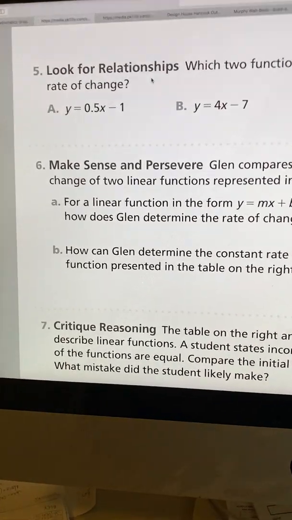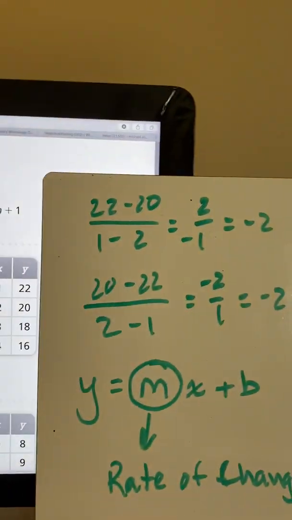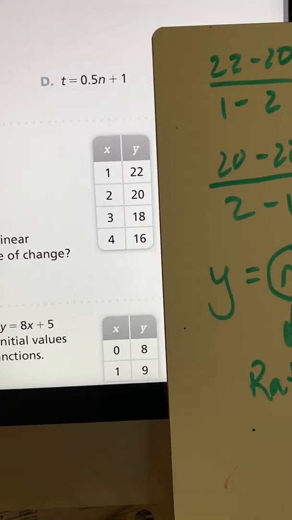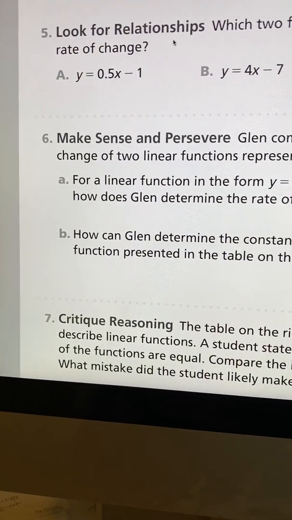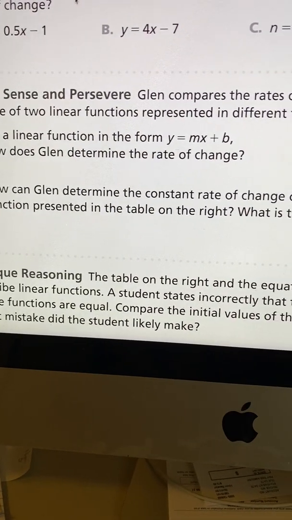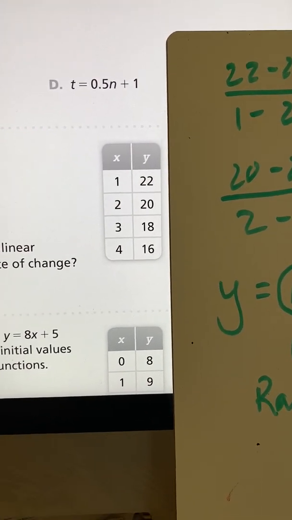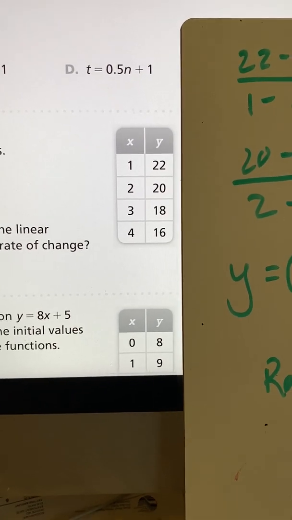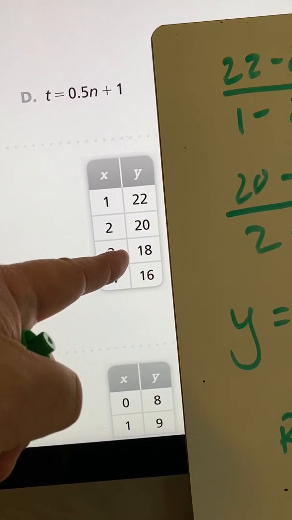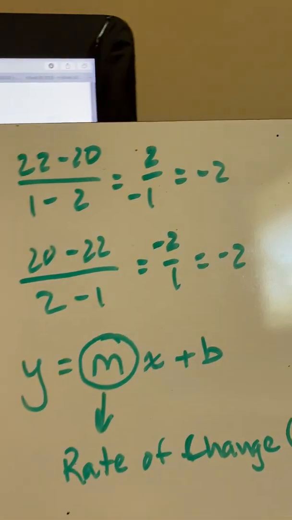So for part A of number 6, how does Glenn determine the rate of change? Just showed you right there. Any of those ways. You could use any of the sets of numbers just as long as you're consistent subtracting. Now, how can Glenn determine the constant rate of change of the linear function presented in the table at the right? What is the rate of change? Now, that's what I just did right there. I showed you that just by taking any two pairs of the y's and x's and doing the subtraction, it's constant. 16 minus 18 is negative 2. 4 minus 3 is 1. Negative 2 over 1 is negative 2. Same as everything that I did right in here.